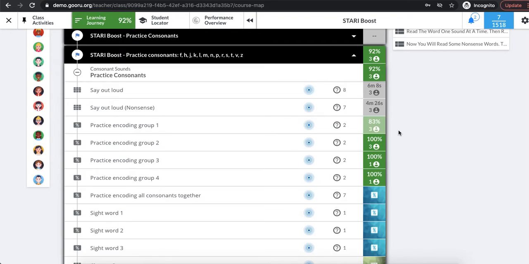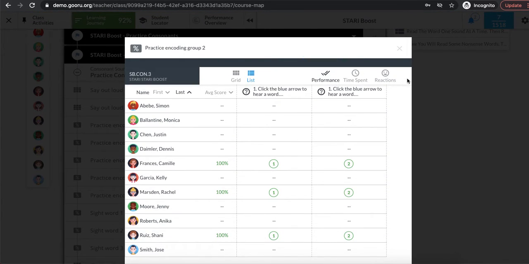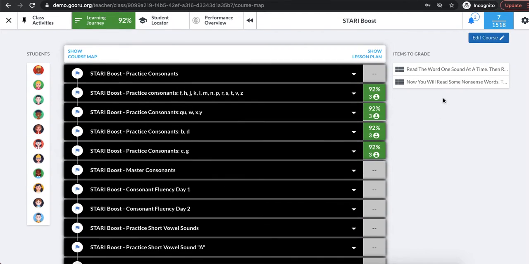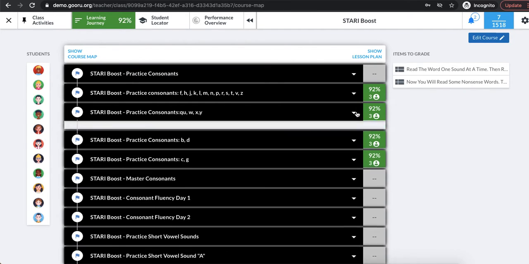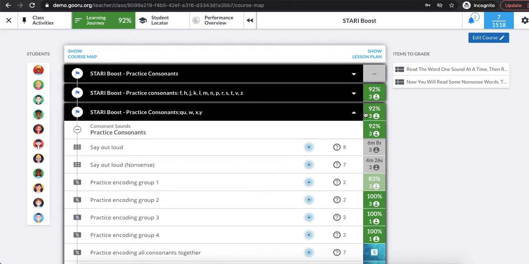So again, to access that information, you can just click on the score. So for this one, the score was 100%. 3 students took the assessment. I can just click on the score to see who took it and how they did. So the learning journey does provide that really high-level overview, but you can drill down into those assessments to get a closer look at who's doing what and how they're doing.